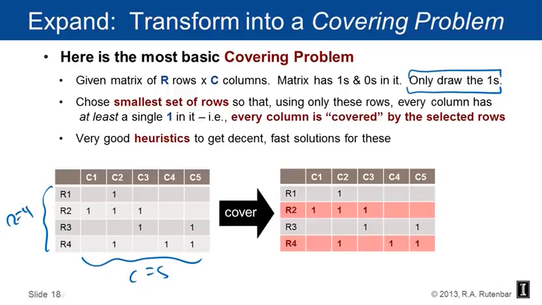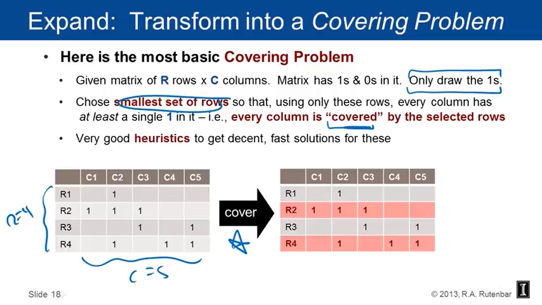What does it mean to be a cover? A cover says this: choose the smallest set of rows, so that using only those rows, every column has at least a single one in it, which is to say every column is covered by the selected rows. Now, it's okay to have more than one row. It's okay to have more than one 1 in a column. It's just not okay to have no ones in a column.